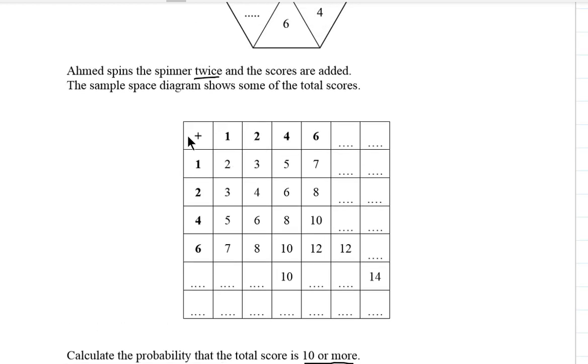This 2 means that the result of the first spin, which is shown here in the first row, is 1, and the result of the second spin is also 1, and we add them together to get 2, because the experiment shows the sum of the two scores. Also, this 3 means the first spin gets 2 and the second one is 1, so the sum is 3, and so on.